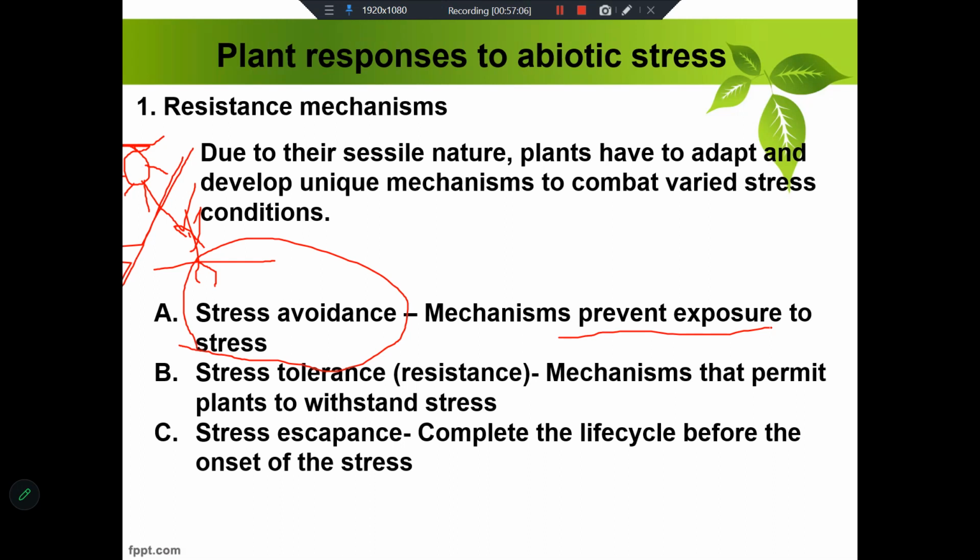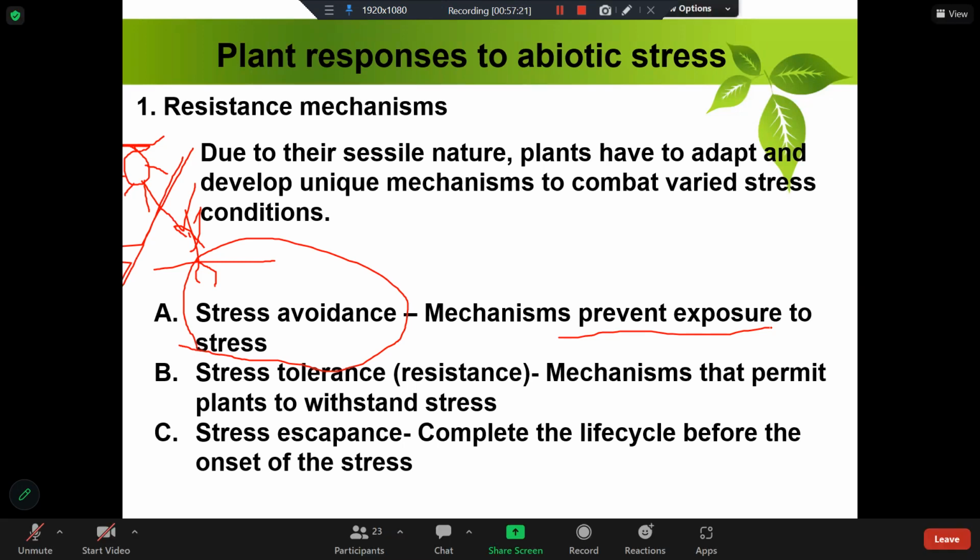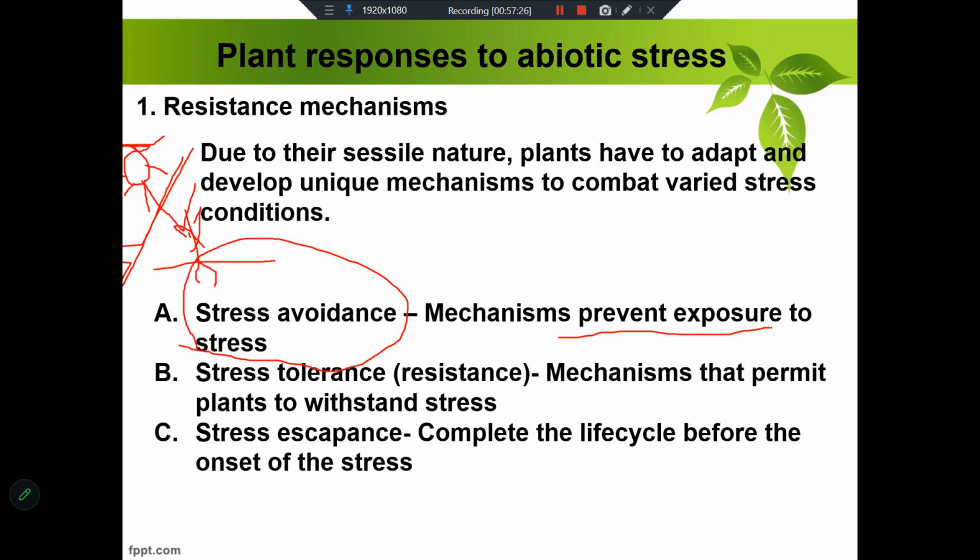Stress tolerance condition is like during the winter season or the fall season, some plants, closer to the winter, shed their leaves. They feel that there is something going on in the environment, and to resist that, they can withstand the stress by reducing evaporation and conserving water by shedding their leaves. So that is a stress tolerance mechanism.